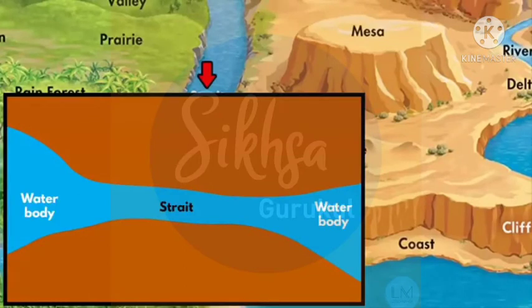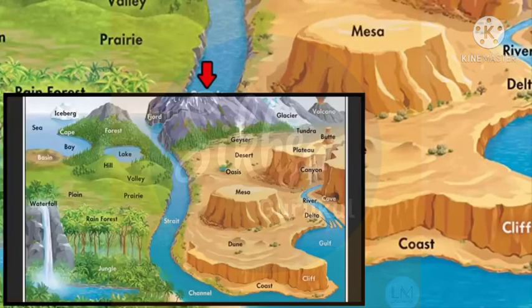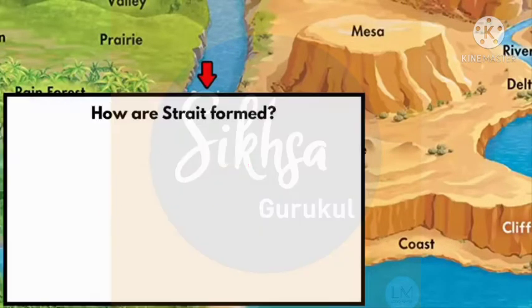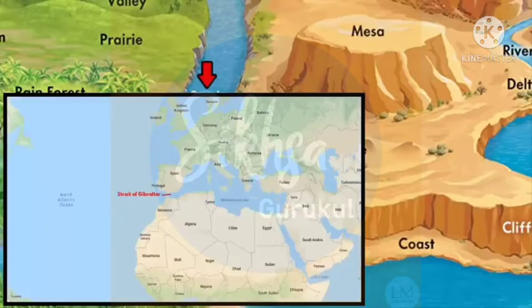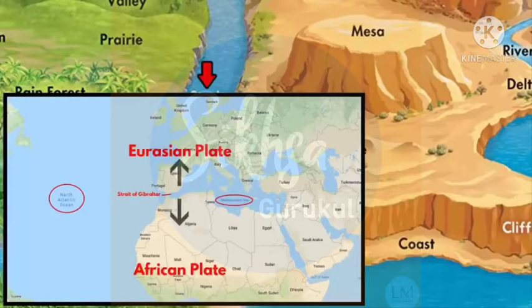A strait is a narrow body of water that connects two larger bodies of water. In this picture, you can see that a strait is connecting two large bodies of water. One is here and the other one is here. There are three ways by which a strait can be formed. Tectonic activity can be one reason. If you look at the Strait of Gibraltar, it is the only link between the Mediterranean Sea and the Atlantic Ocean. It was formed by tectonic activity between the Eurasian and African plate when they drifted apart.